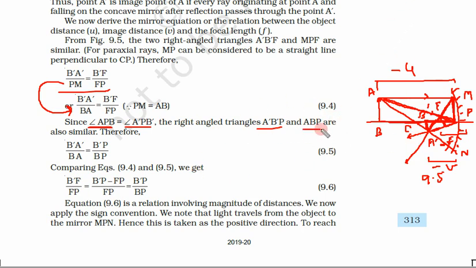How is this true? Because this angle P is the same for the first and second. Suppose this is our A point, this is B point, and this is P point. We have seen that this angle and this angle are equal. If one angle is equal, and another angle is 90 degrees for both of these cases, then the third angle must also be equal. That's why these triangles are also similar triangles.